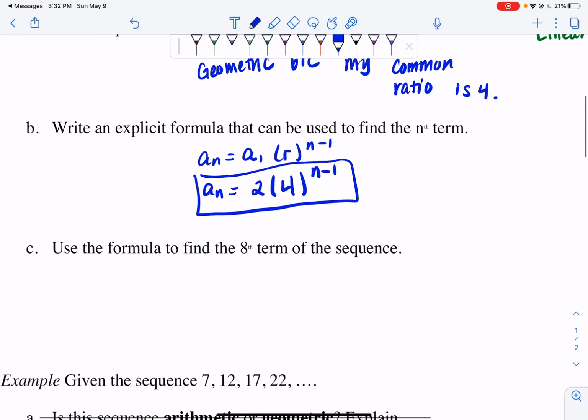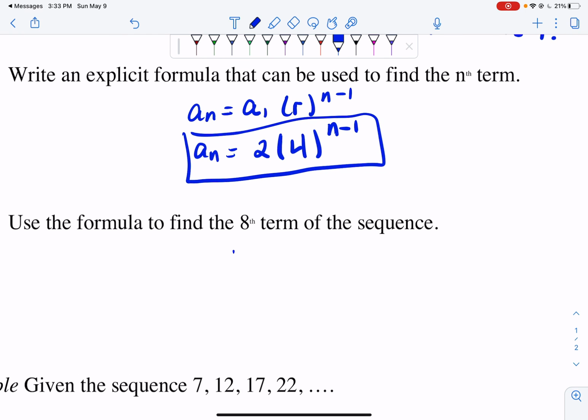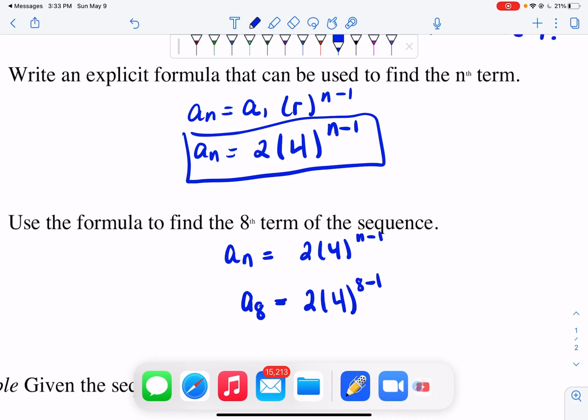Now, if I want to use this formula to find the 8th term, everywhere I see an n, I plug in an 8. So we're going to write down a sub n equals 2 times 4 to the n minus 1. Now, everywhere we see an n, we're going to substitute an 8. And now we're going to type this into Desmos. When I type this into Desmos, we need to make sure that we're putting a parenthesis around our 8 minus 1. Or if you want, you can just type it like this.